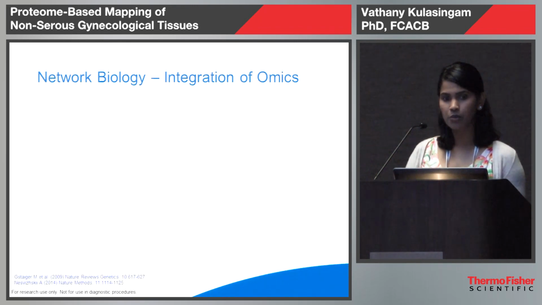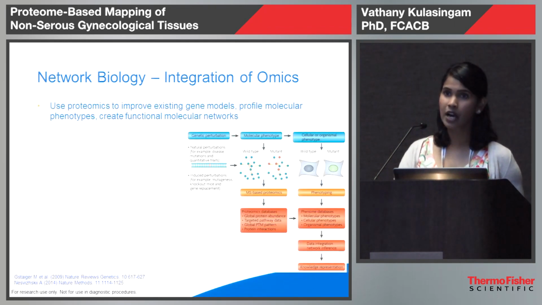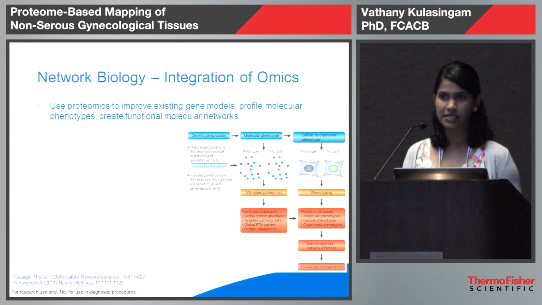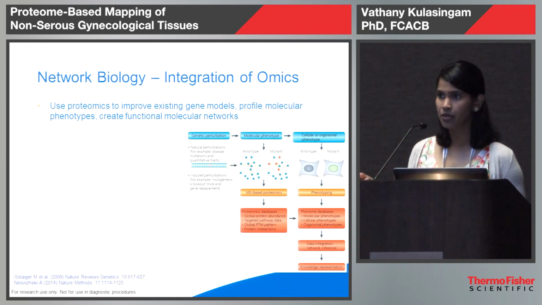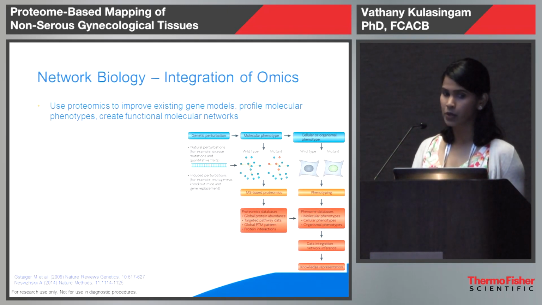What our field is now moving into is the integration of the omics and using it to study network biology. Proteomic information can now be used to improve existing gene models, to profile molecular phenotypes at the level of protein abundance, post-translational modifications, and protein-protein interactions, and to obtain specific pathway information using targeted mass spectrometry strategies. And you can reconstruct functional molecular networks through the integration of high-quality information from functional genomics and proteomic data.